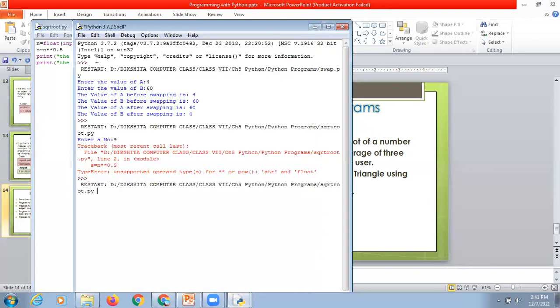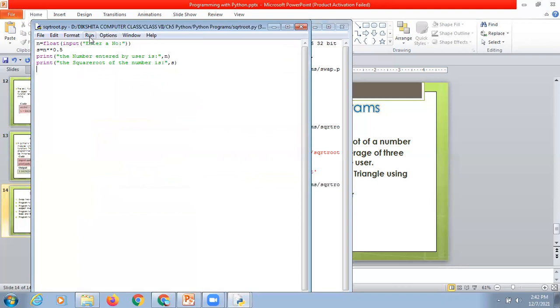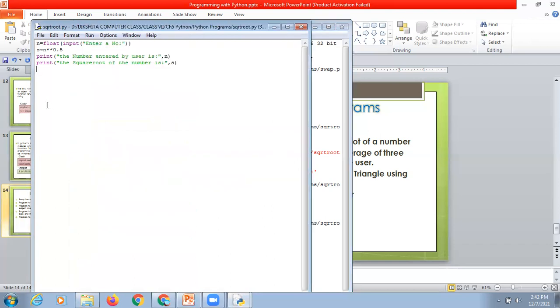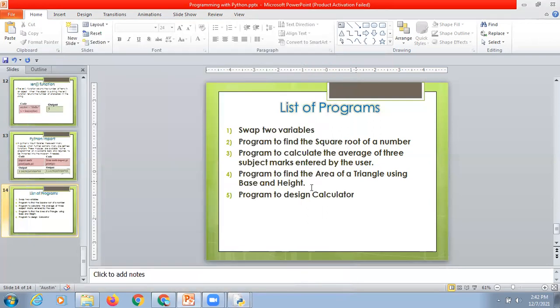run it. Number 9. The number entered by user is 9 and the square root of the number is 3. Let's check it one more time with some other number. Let's try with 64. The number entered by user is 64. The square root of the number is 8. Right? So in this way, you can also calculate the square root of a number.